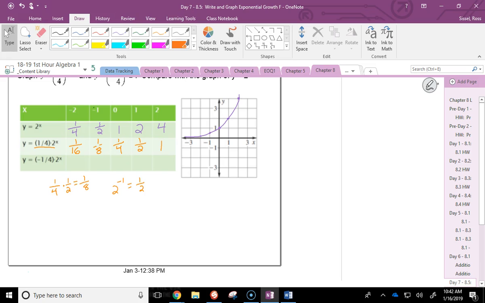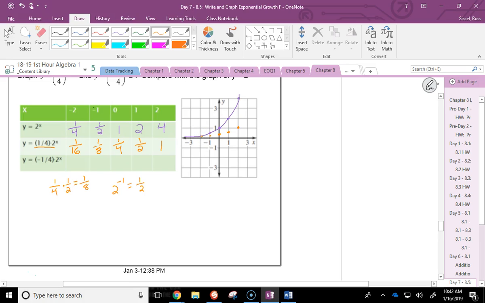And when x is 0, we're at a 1/4. So that'd be right about here. At 1, we're at a half. At 2, we're at 1. At -1, we're at 1/8. So that's down there. And at -2, we're at a 16th down there.